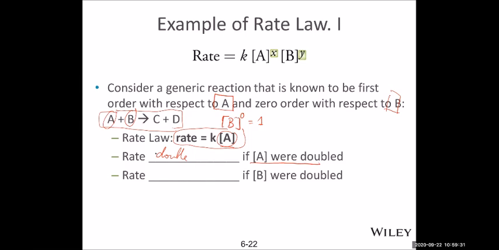Okay, what about B? B is also a reactant. Supposedly if we increase B, the reaction rate should increase. But you look at this rate law, the rate has nothing to do with B. So that means if the B concentration is doubled, the reaction rate will remain constant, remain unchanged.